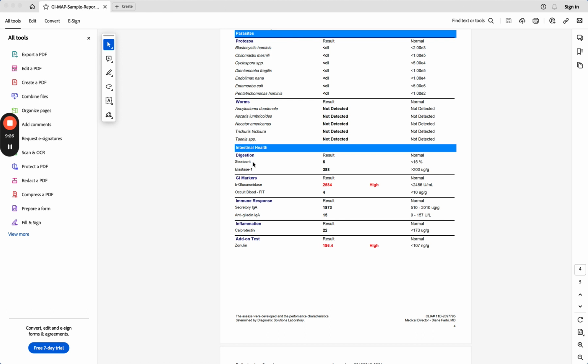So steatocrit is looking at the fat in the stool, so ideally you want that to be less than 15% or less than detectable limit. And then elastase, you want it to be greater than 200, and that is your enzymes, or one enzyme that is coming from the pancreas.